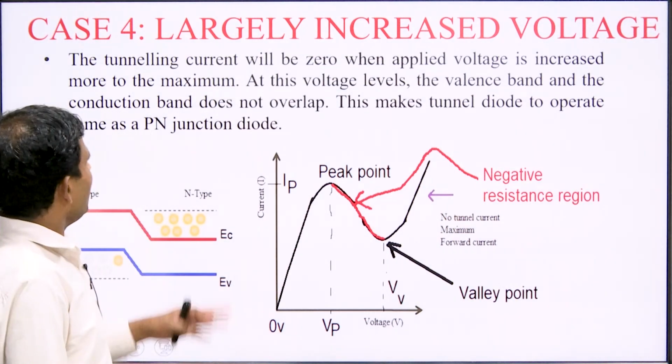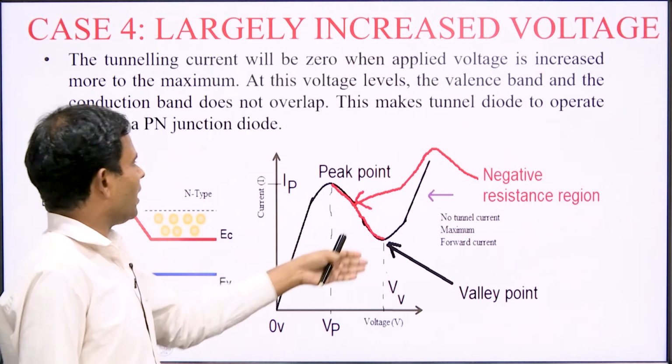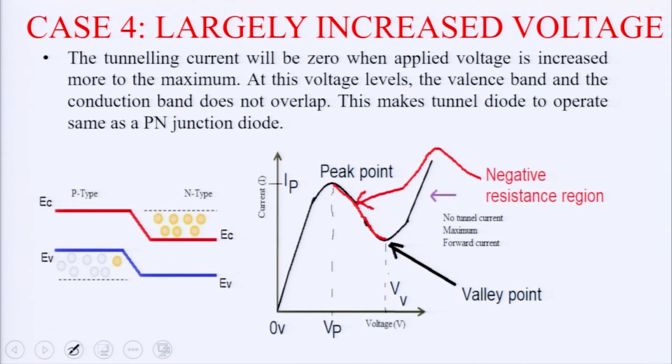And what will happen if we largely increase the voltage? We will achieve a curve like this. First of all, the current will decrease to the bottom, and further then the current will increase. And after this valley point, the characteristics of the tunnel diode follow the general purpose diode, just like a normal diode.